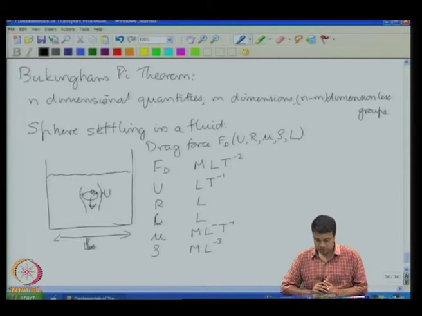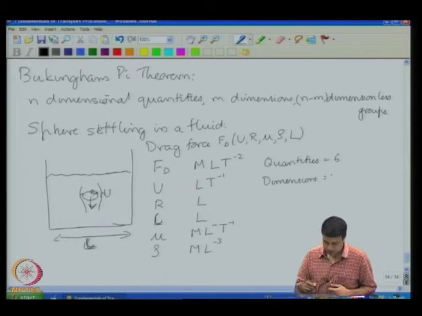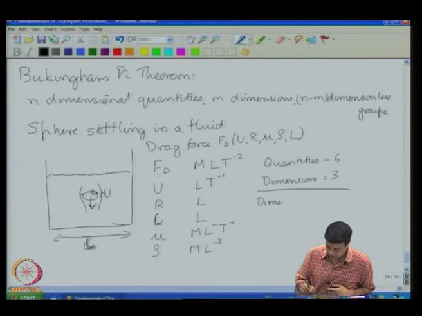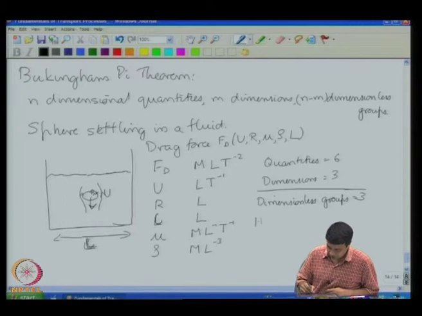How many dimensions do these quantities contain? There are only 3 dimensions, that is mass, length and time. So I have 6 quantities, 3 dimensions, that means I can have 3 dimensionless groups. Number of quantities is equal to 6, number of dimensions is equal to mass, length and time. There is no temperature here. So this is equal to 3, which means that the number of dimensionless groups is equal to 3. These are 3 dimensionless groups, and we will call them, as is conventional, pi 1, pi 2, pi 3.